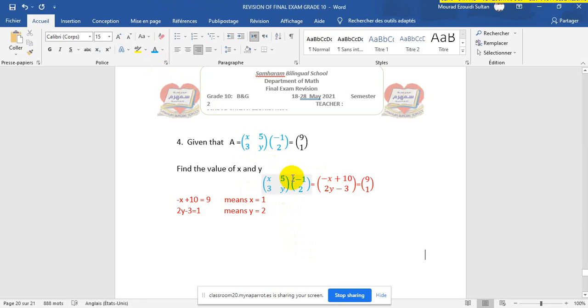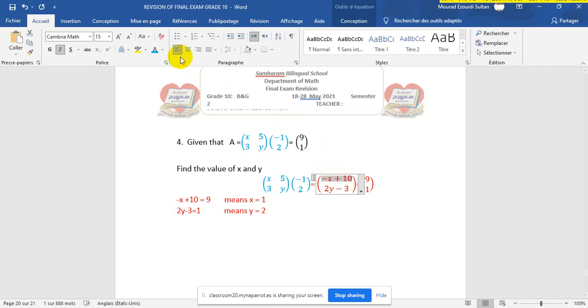Means x multiplied by -1 is minus x. Clear? Then 5 multiplied by 2 is 10. So it will be minus x plus 10. I finished the first one. Why minus x plus 10? Because I should multiply the first row by the first column. Means x by -1 is minus x. Then 5 by 2 is 10.